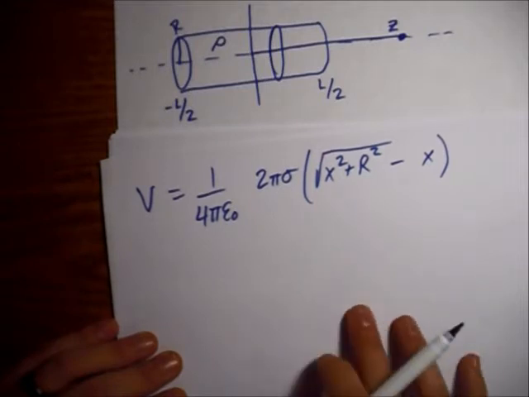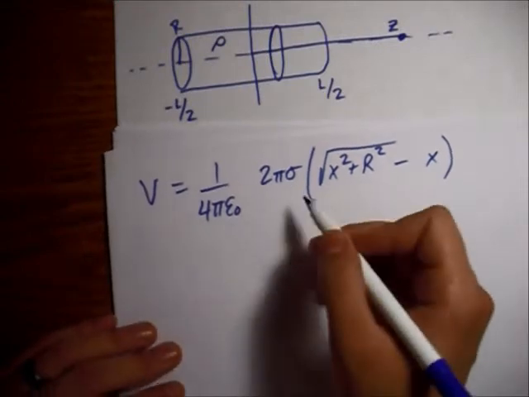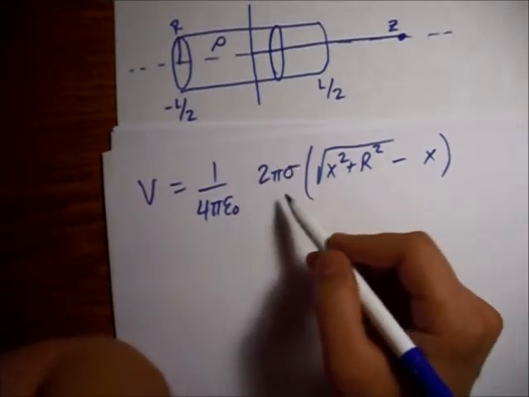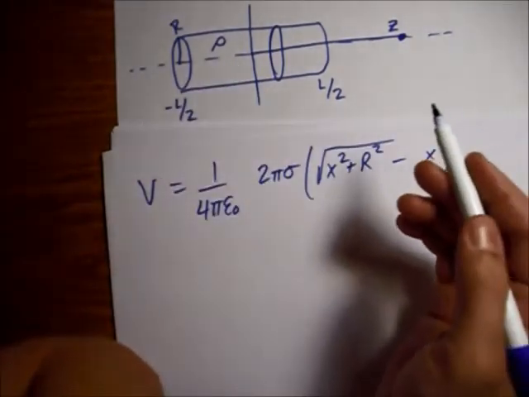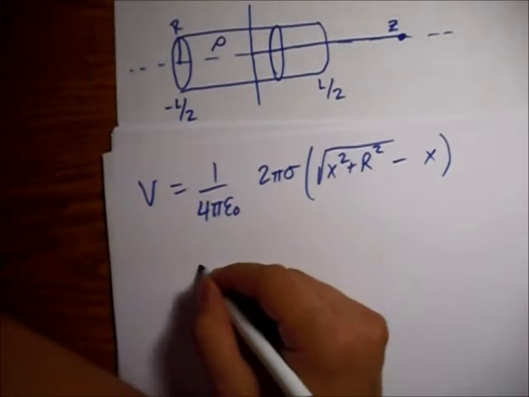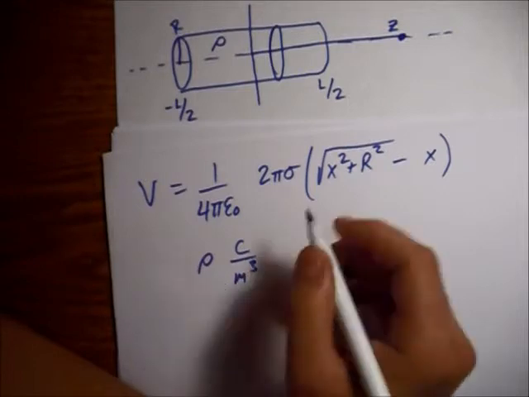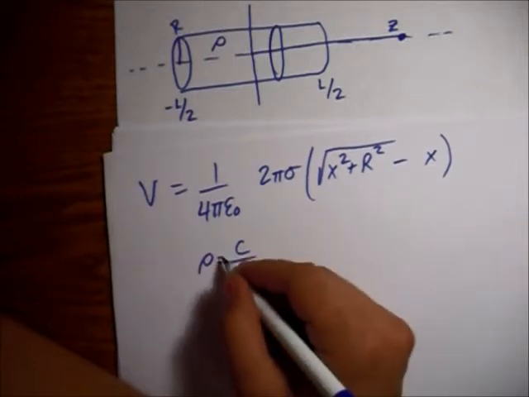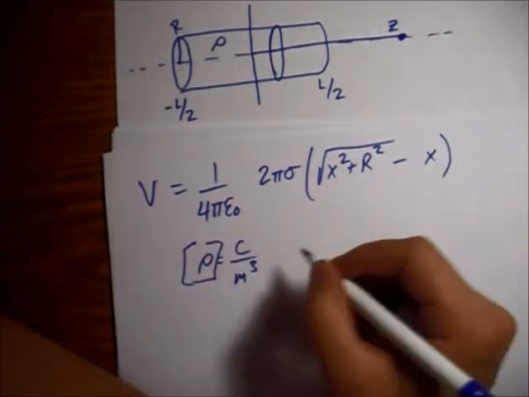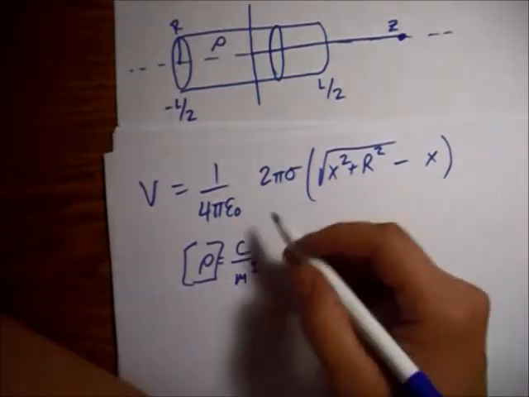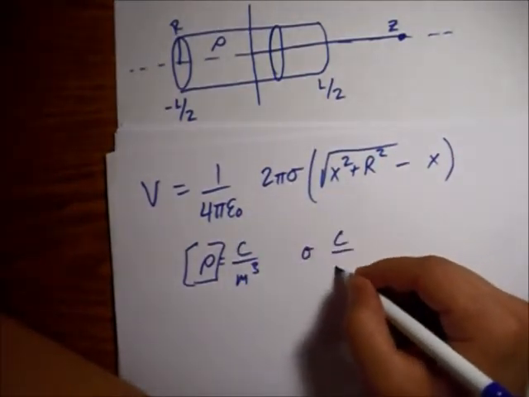First, let's look at units really quick to see what we do with this sigma now that we need to translate it into rho. So rho is coulombs per meter cubed. I'm using SI units. And then sigma is coulombs per meter squared.